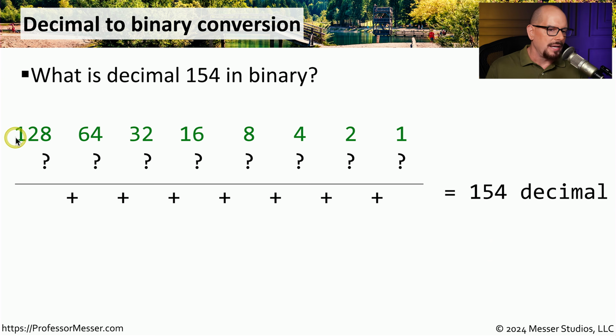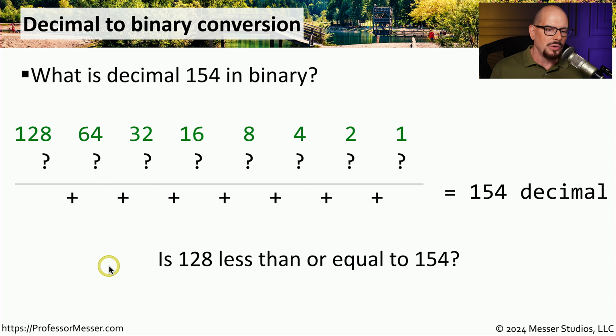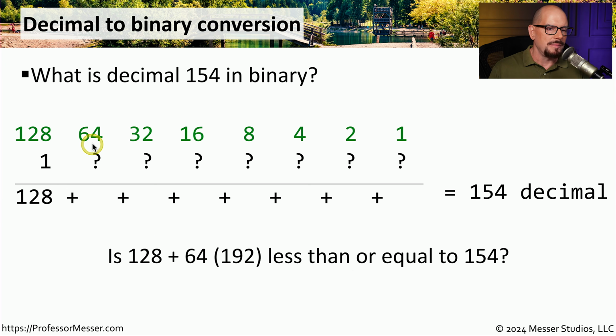We'll start on the right side where we have our 128 column, and we'll ask ourselves, is 128 less than or equal to 154? This is obviously less than 154, so we'll put a 1 in that column, and we'll bring down the 128. Now let's look at our next column of 64, and we'll combine that next column with the numbers that we've currently brought down previously. In this case, the number 128. So 128 plus 64 is 192. And we have to ask ourselves, is 192 less than or equal to 154? In this case, 192 is more than 154, so the answer is no, and we'll put a 0 in that column.